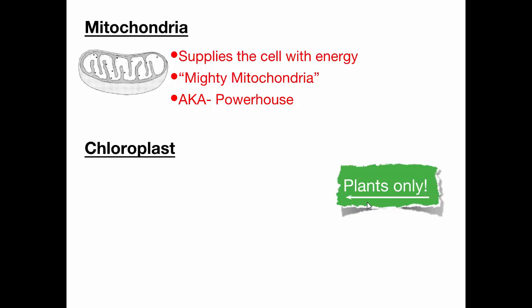Because all cells, in order to stay alive, need energy. And it's the mitochondria that supplies them with that energy. And our final organelle is the chloroplast. Chloroplasts are found in plant cells only. This is another microscope image of the mitochondria.